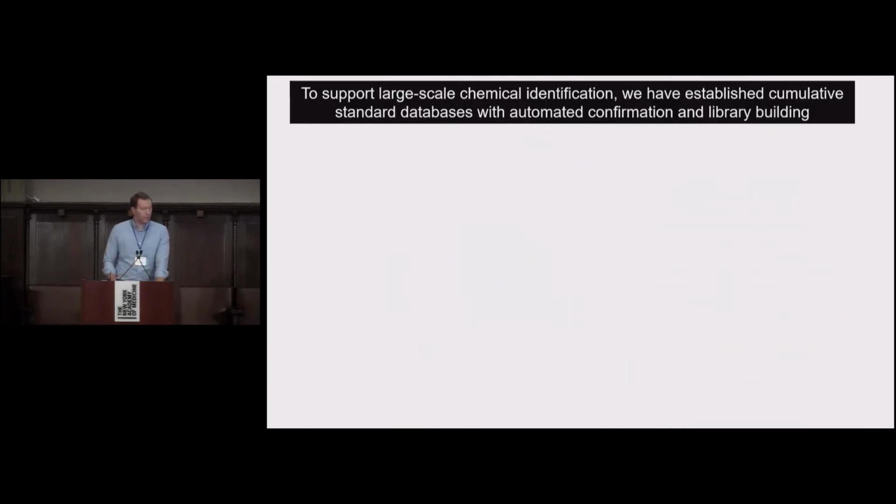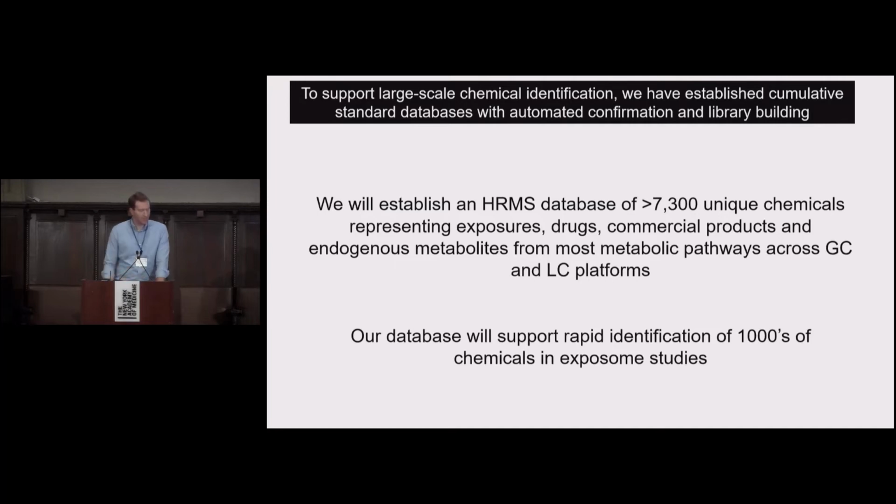So in total, this will give us the ability to have a database where we've confirmed over 7,300 unique chemicals representing exposures, drugs, commercial products, and endogenous metabolites for most metabolic pathways across GC and LC platforms. So this has been such a critical limitation in application of untargeted methods to exposome studies. We have all this data, but oftentimes we're limited to our least common denominators of what we can confidently identify.